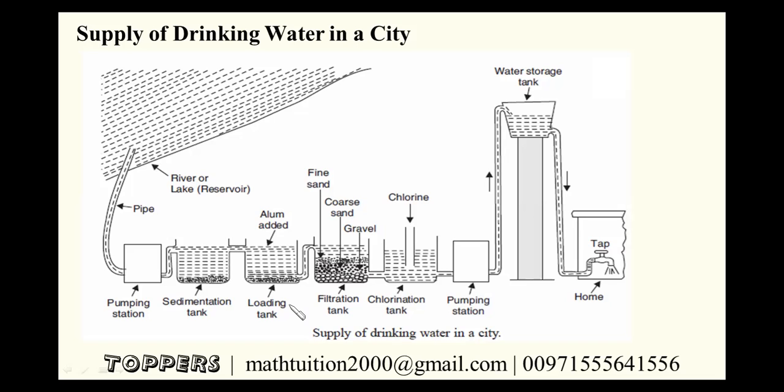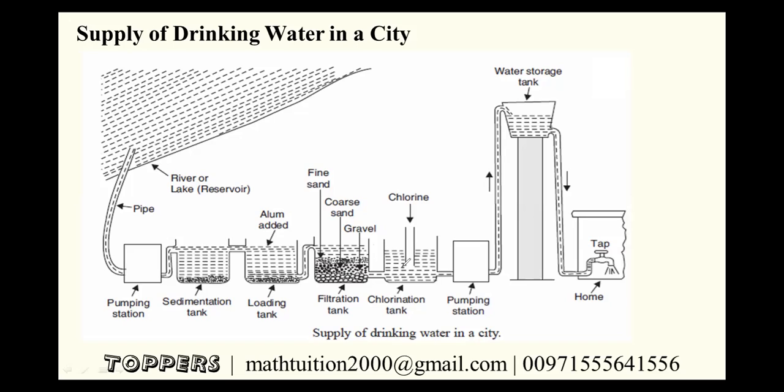Pumping station. Pumping station, right? So it is taking the water from different rivers, not all the rivers, even the drainage system, right? Then it is applied to the sedimentation tank. Then loading tank. Then filtration tank. Then chlorination tank. So how many tanks?